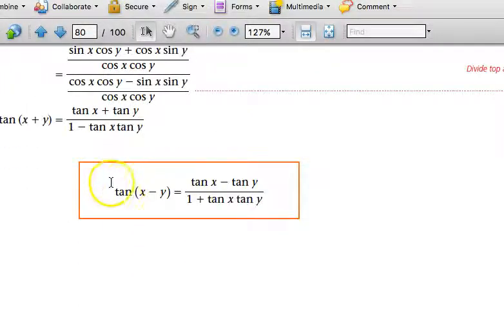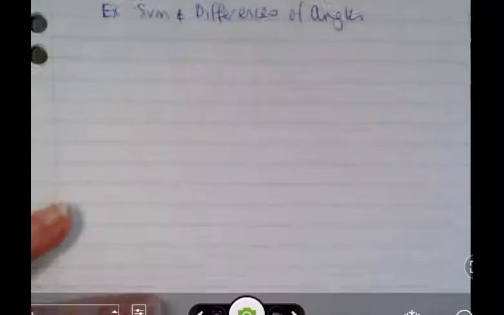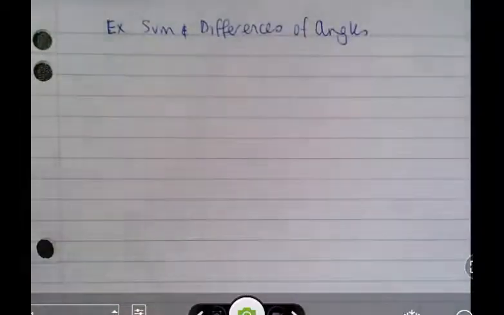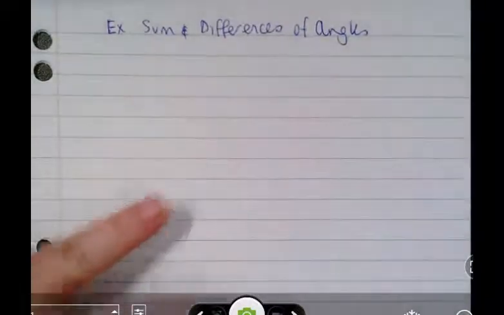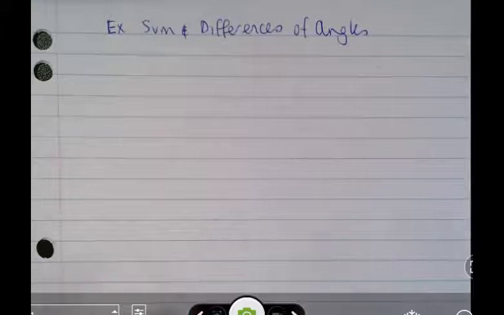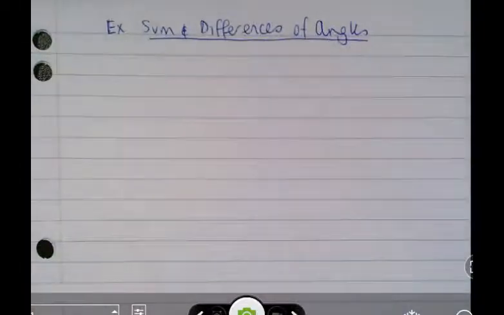And tan of x minus y. Now, we will prove the results in another lesson. So what we're going to do here today is just learn the results. The first one, sums and differences of angles. There will be a sum and difference for sine, cos, and tan.